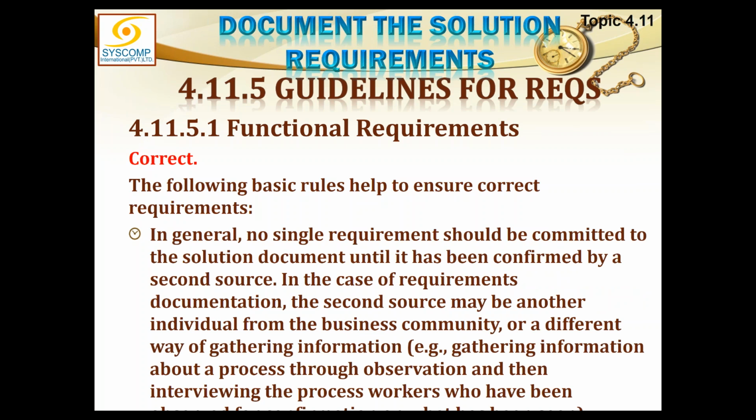In general, no single requirement should be committed to the solution document until it has been confirmed by a second source. In the case of requirement documentation, the second source may be another individual from the business community, or a different way of gathering information, maybe gathering information about a process through observation and then interviewing the process workers who have been observed for confirmation on what they have seen. It is not only writing a functional requirement based on the input of one person and getting it confirmed from him. Still, it could not be correct. So you cross-check it with some other users also, and confirm that the information provided by the first person is exactly what others want.